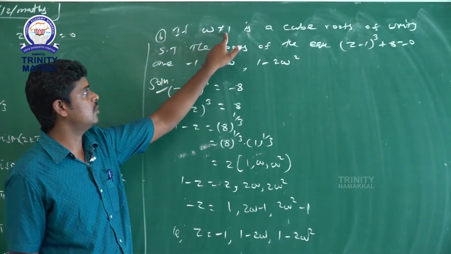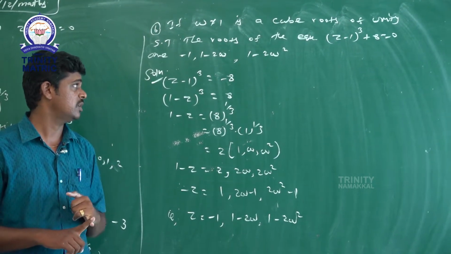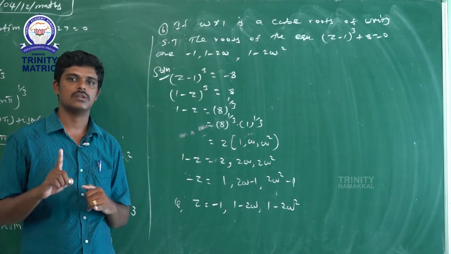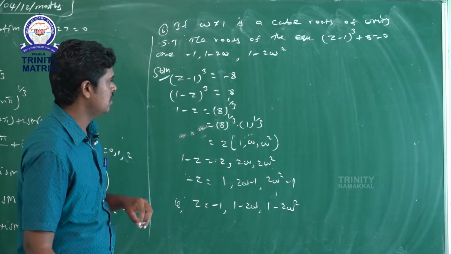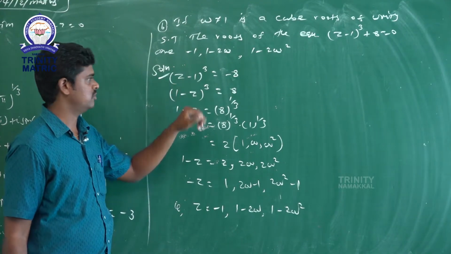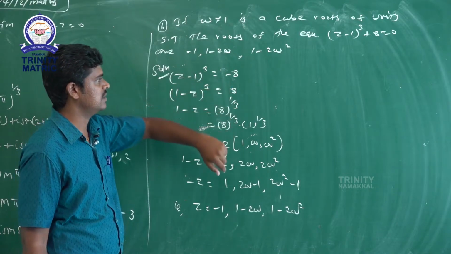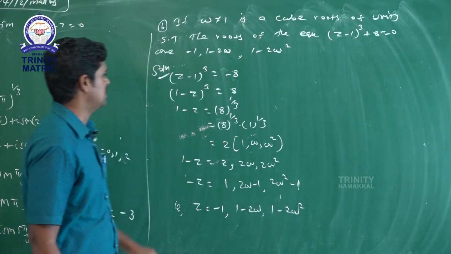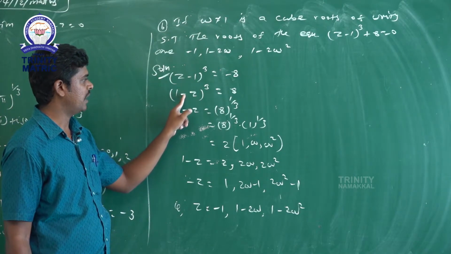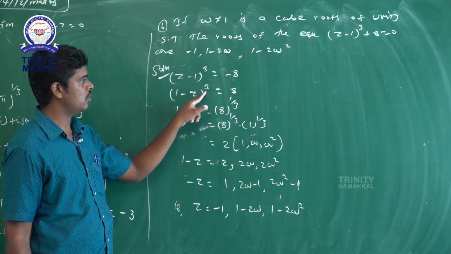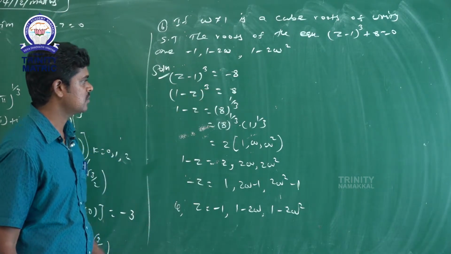If omega not equal to 1 is a cube root of unity. What is a cube root of unity? Sum of the three roots equal to 0, because 1 plus omega plus omega squared equal to 0, and the cube of the root value is 1, so omega cube is equal to 1. So the given question is z minus 3 whole cube is equal to minus 8. Here plus 8, go to the right side, so minus 8. Next step, interchange the sign. So 1 minus z, the negative comes outside the cube. Taking that negative to the right side, it is already negative, so it becomes positive. So it is equal to 8.